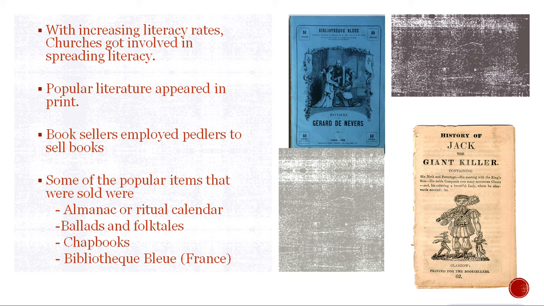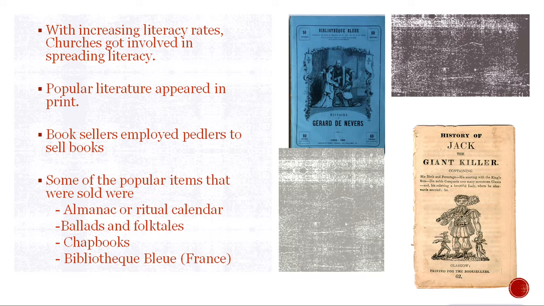These chapbooks were also sold by chapmen. Like the almanac was sold by a peddler, chapbooks were sold by boys or men who were called chapmen. They could be selling it in a port or in a village market. And these chapbooks were mainly a phenomenon of England. The other book which you can see on your screen is called the Bibliothèque Bleue. Now, what is Bibliothèque Bleue?